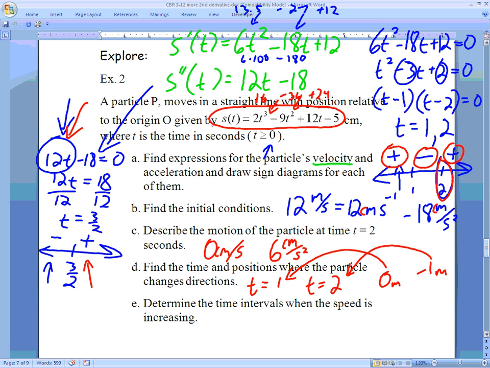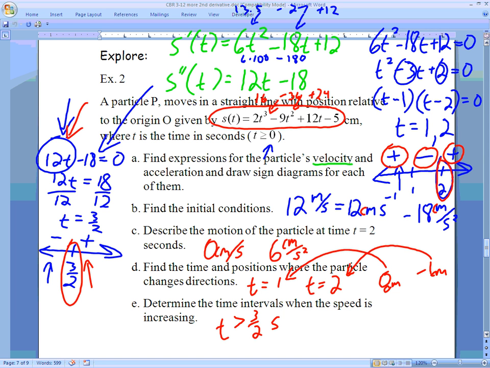So those are the times and positions of where I was. Again, these should all be centimeters. Last but not least, determine the time intervals when the speed is increasing. Speed is increasing when t is greater than 3/2 seconds. How do I know that? Because right here is where I switched from decreasing in my speed to increasing my speed.